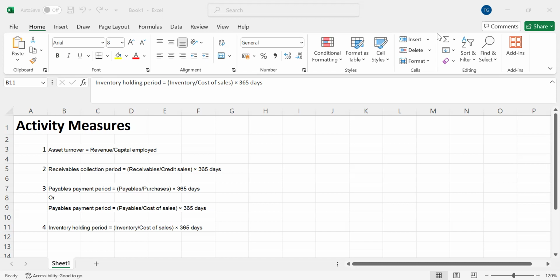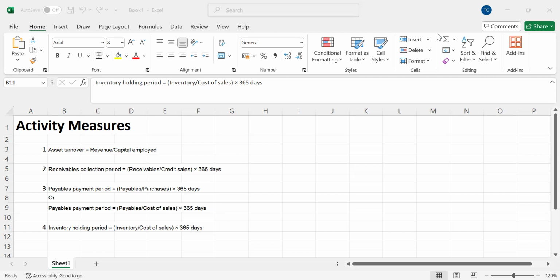with you. Inventory you have with you: how long does it take for you to produce the inventory and actually go out and sell it in the market? This is what activity measures are going to tell you. They tell you how easily the organization can convert the things that they have, for example receivables, payables and inventory, into cash or sales. So basically it tells you how efficient the organization as a whole is.